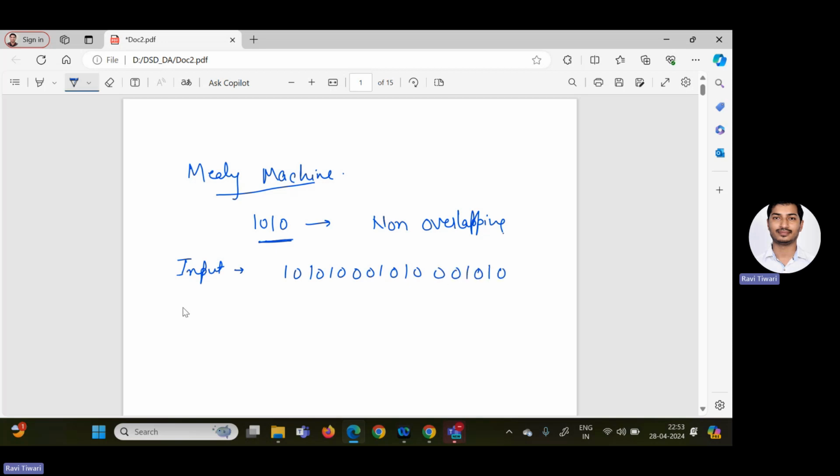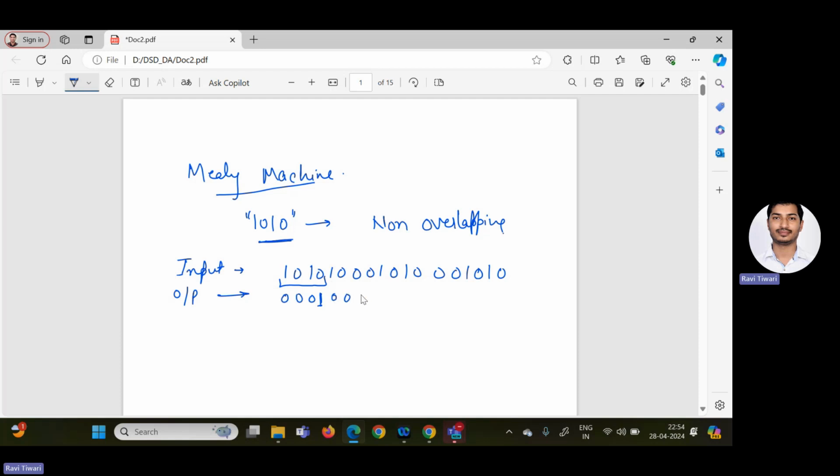10101010101010 like this, any pattern we are receiving. Now if it is non-overlapping, so whenever you detect a correct sequence, we will receive 1. So when you receive 1010, the correct pattern, then output will be 1. And once you receive the correct pattern, you have to initiate your search from the beginning.